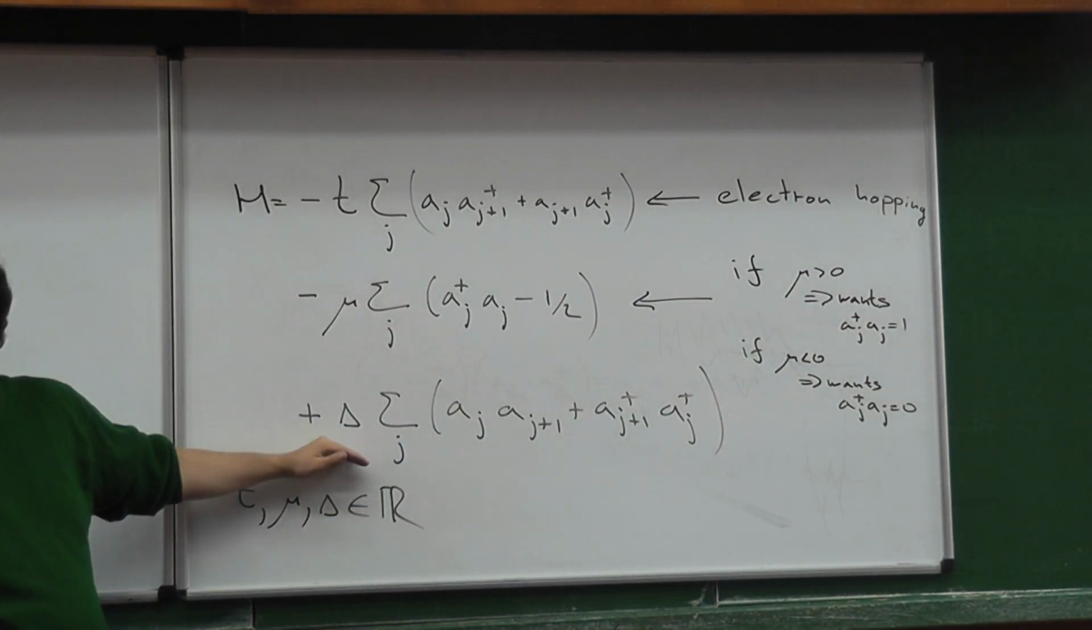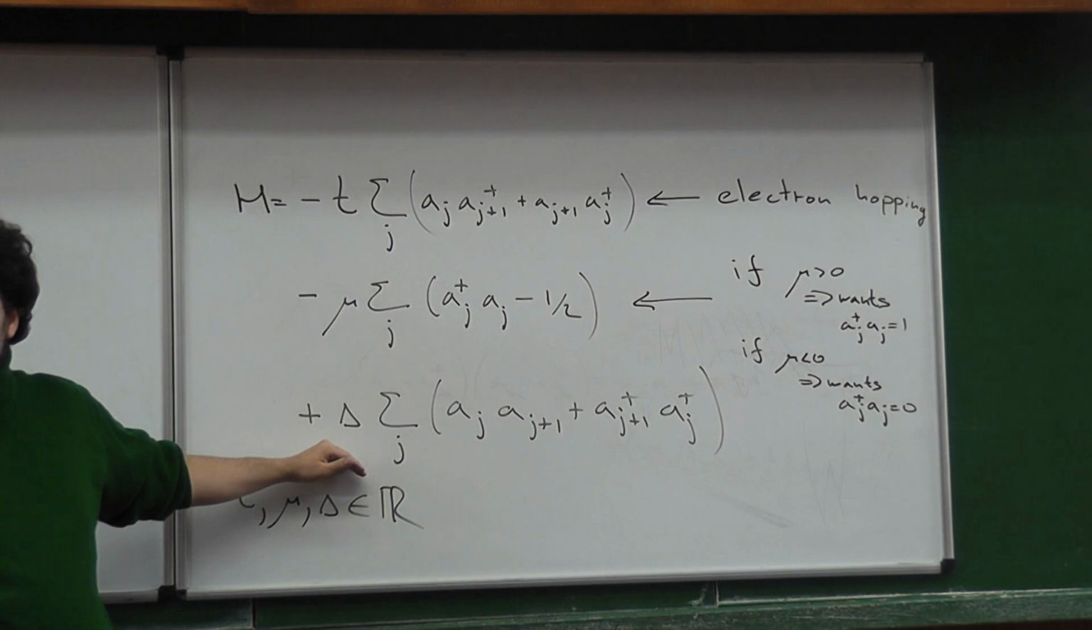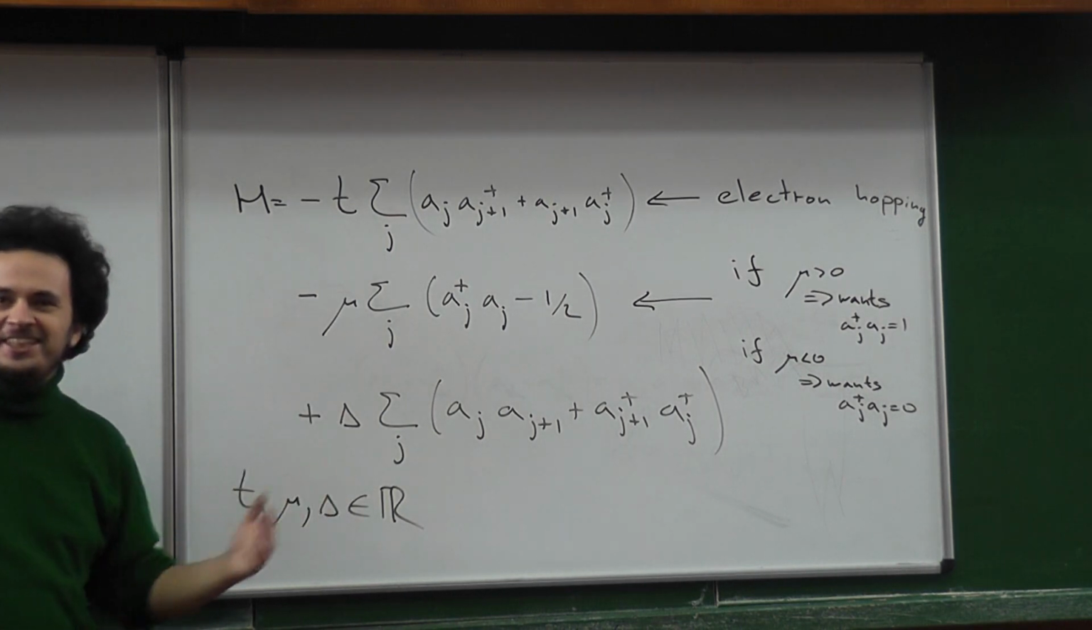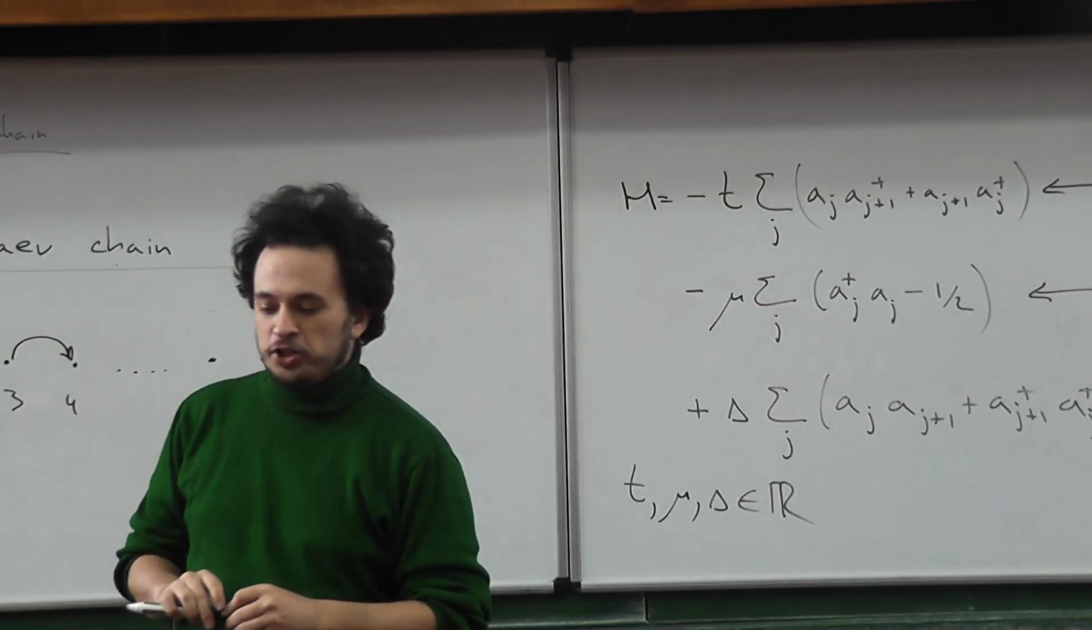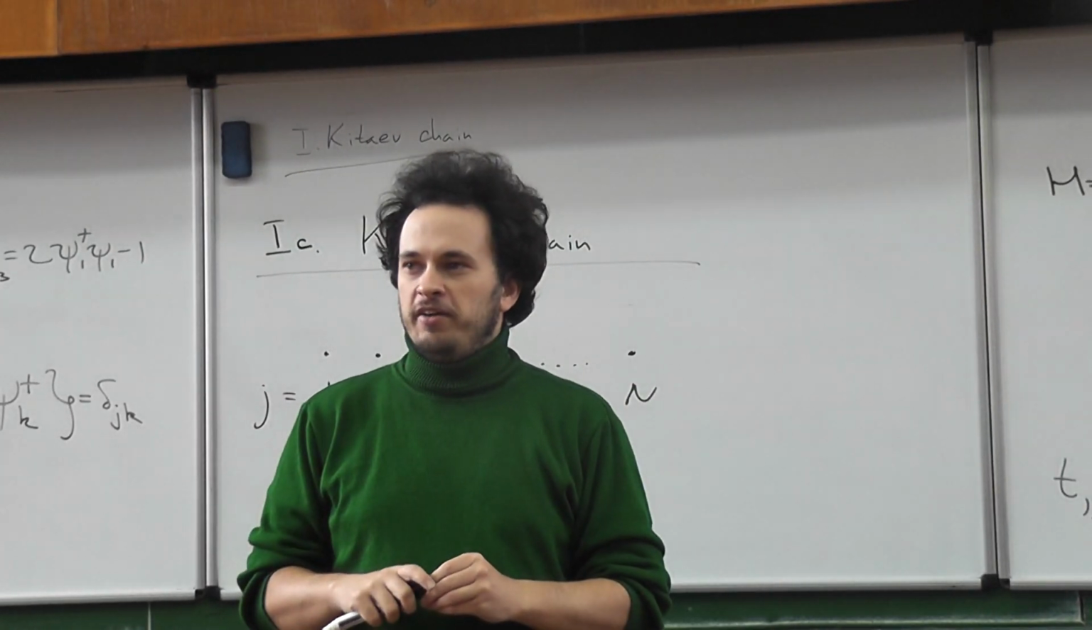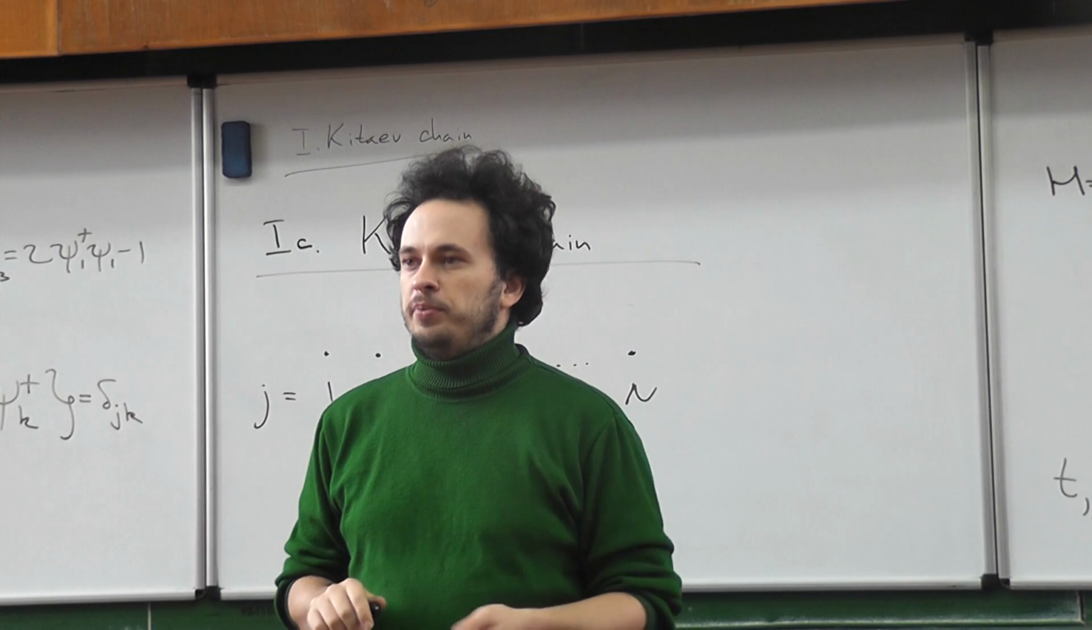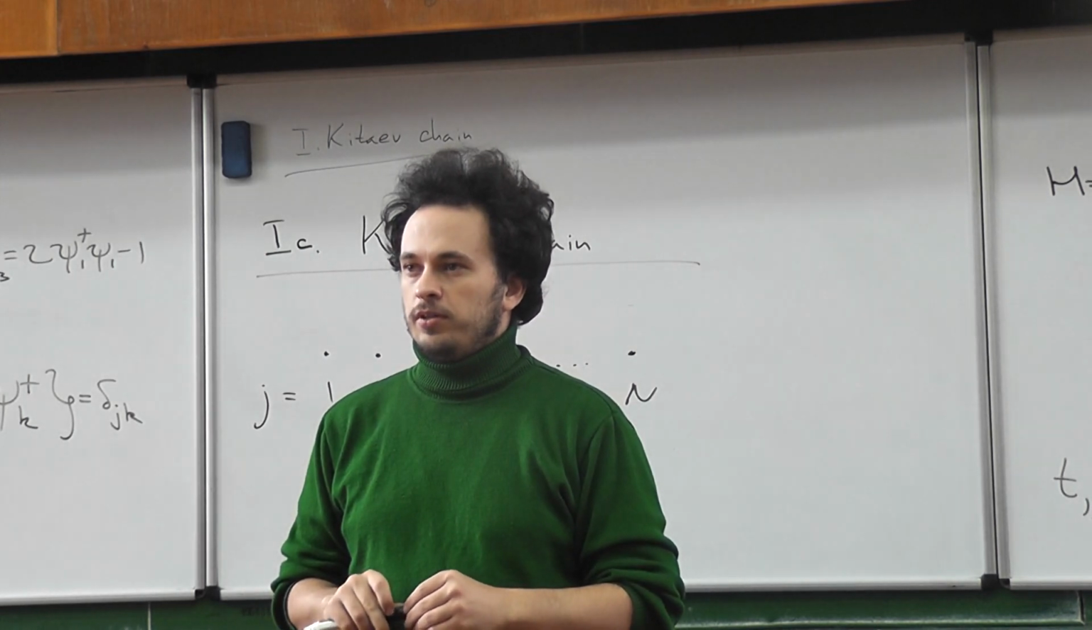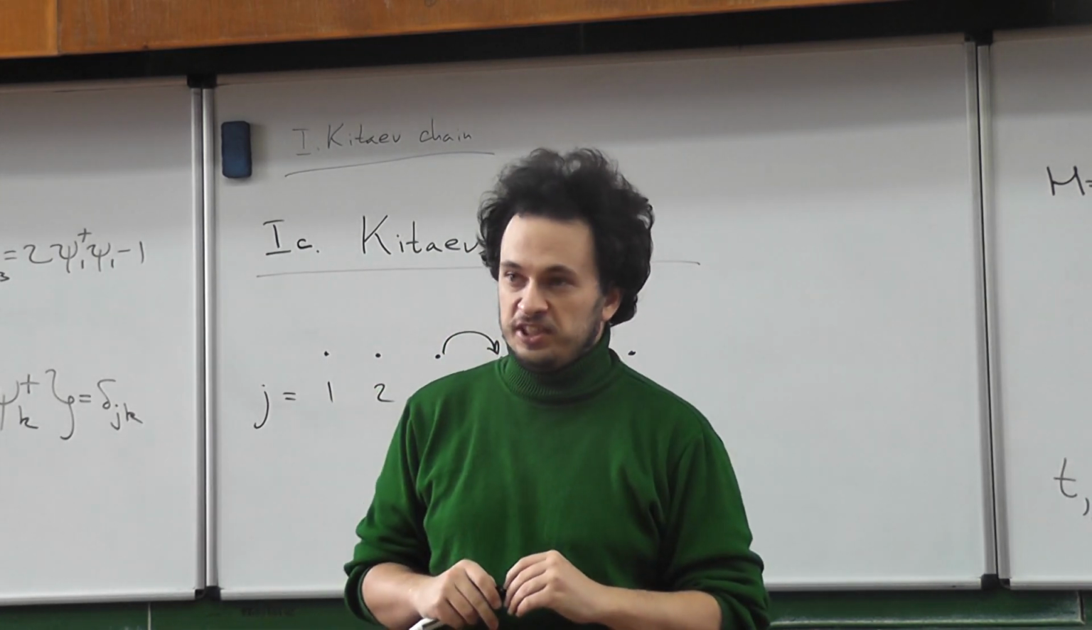Finally, I have this term. Can anyone guess what this term is? Annihilation and creation. It is. Annihilation and creation of what? Pairs of electrons. When do we have pairs? When do we think about pairs of electrons? Cooper pair. Cooper pairs, superconductivity, yes.